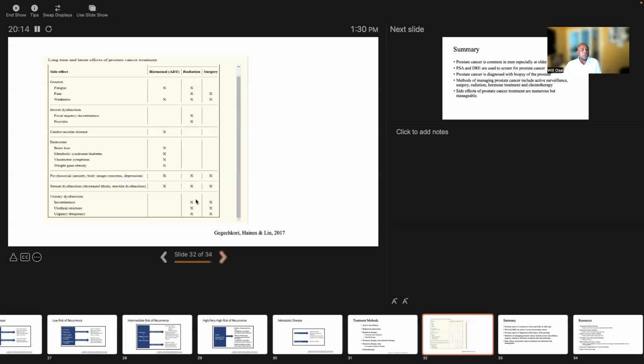In terms of bladder control, men who underwent radiation therapy and surgery can develop incontinence, urethral stricture, which might affect the ability to urinate or empty the bladder, as well as urgency and frequency. There are remedies for these potential side effects that patients can discuss with their clinicians.